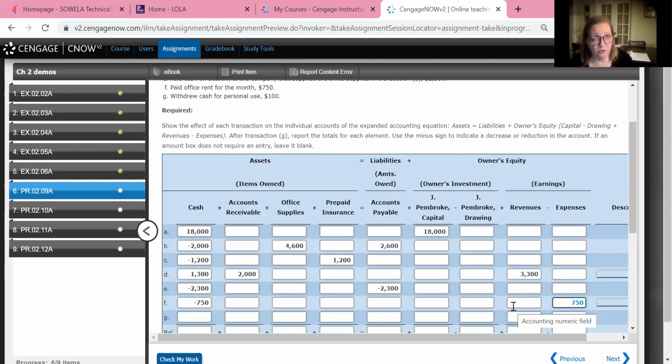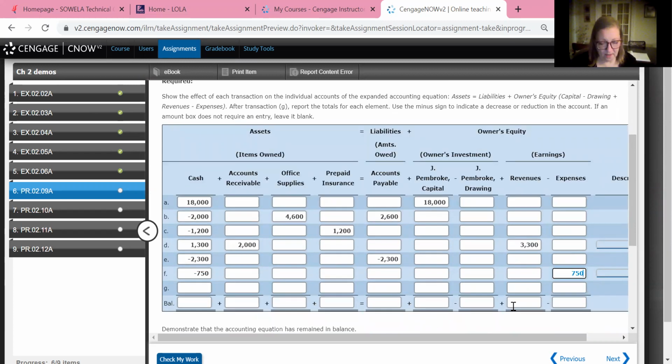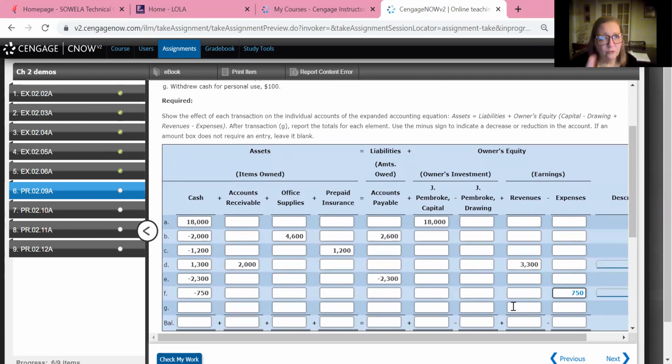But track the expense is just always increasing the expense and knowing that that expense account in total is going to decrease equity later. Okay, and then the G transaction, withdrew cash for personal use. So that means cash is decreased. How much? $100. And that, if they withdrew cash, that's drawings. So we're going to take drawing again, like expenses. You just track it with the actual amount.